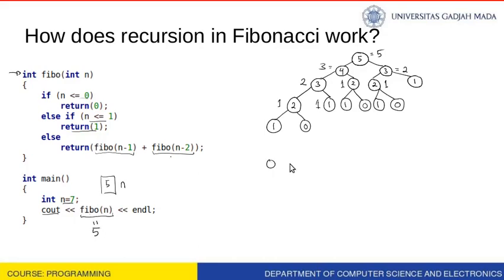Let's check: 0, 1, 1, 2, 3, 5. So this is Fibonacci 0, Fibonacci 1, Fibonacci 2, 3, 4, and 5. We have 5 here.